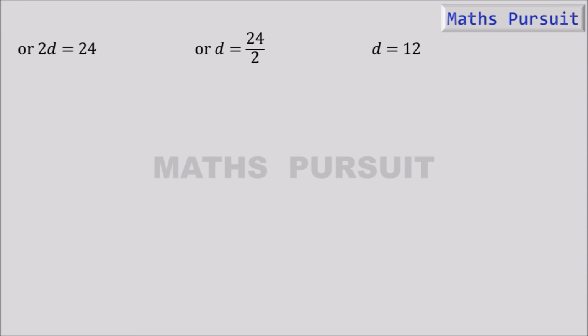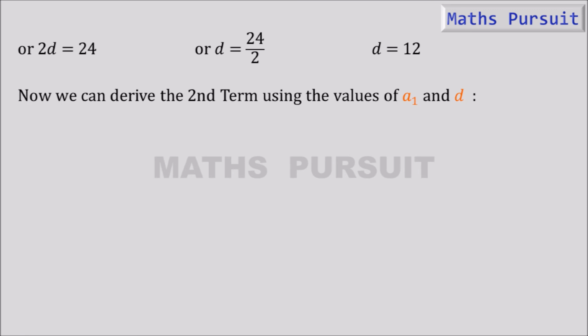So guys, we got the common difference as 12. Now we can derive the second term using the values of A1 and D. A1 is equal to 2, which is given, and D is equal to 12, which we now derived. So guys, we very well know that in order to find out the next term, if we add the common difference to the current term, then definitely we get the next term. That is what we are going to do now.